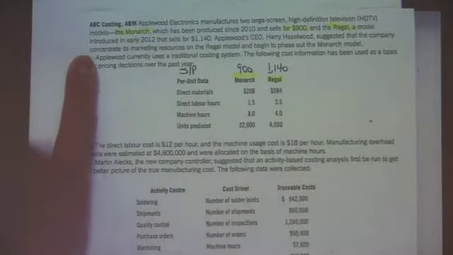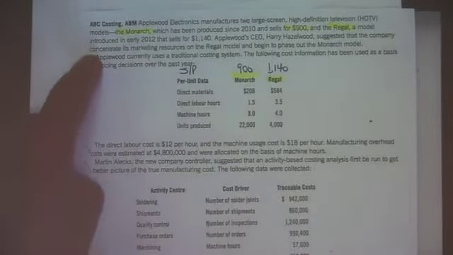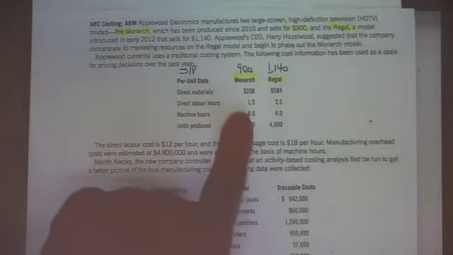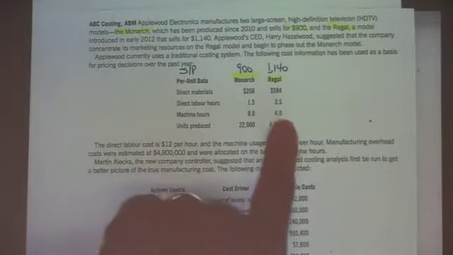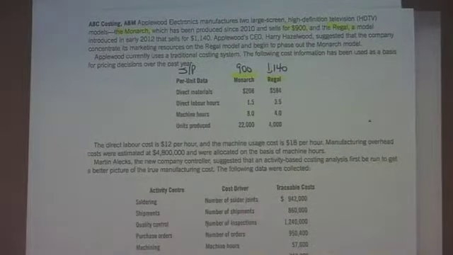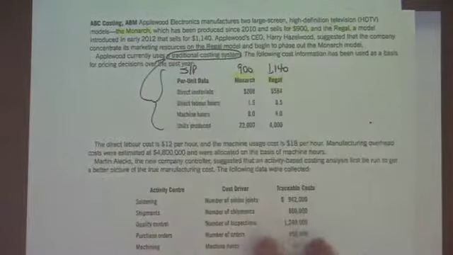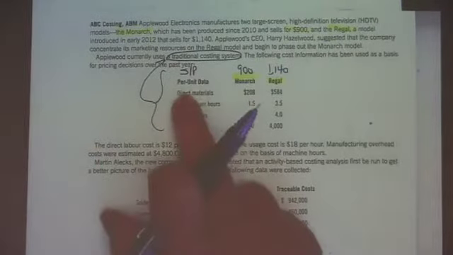Okay. Now, Applewood CEO Harry suggested that the company concentrate its marketing resources on Regal and begin to phase out Monarch. Applewood currently uses traditional costing, and the following cost information has been used as the basis of the pricing decision. So this is the traditional costing. That's what these are. Okay, so direct materials and direct labor, these are direct costs.